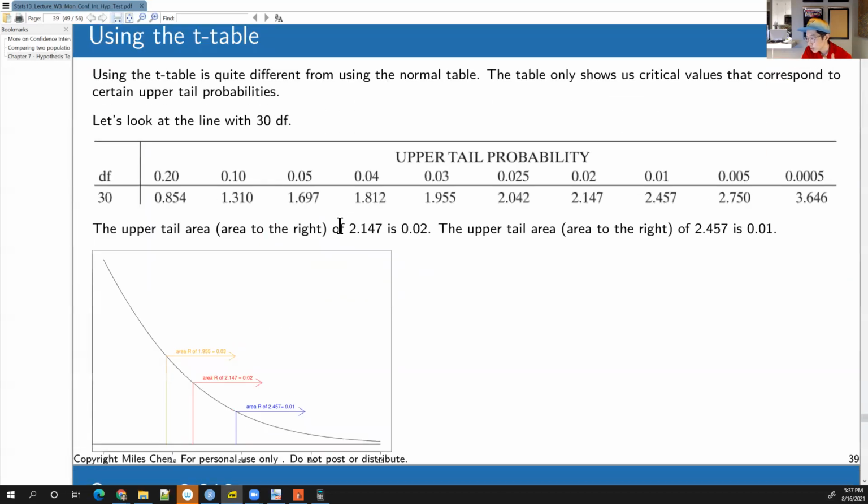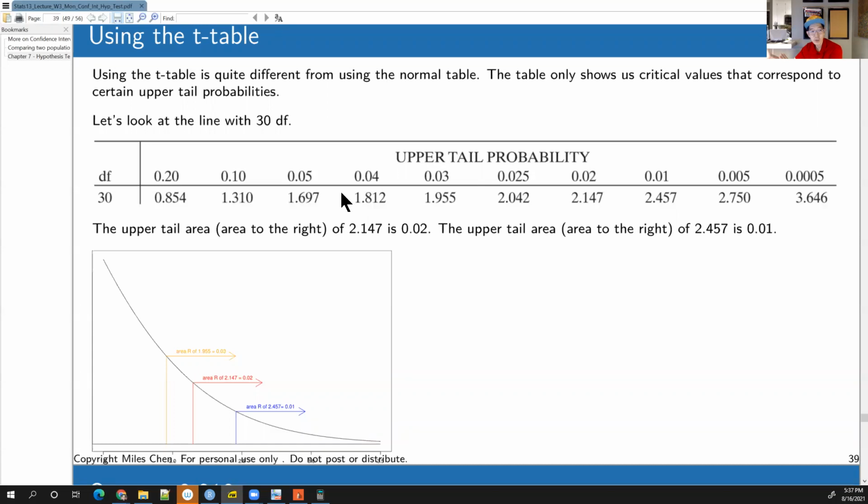So the idea here is if you draw a cutoff line at any one of these values and say, how much is beyond there? If I shade beyond that line, how much am I shading? That's going to be the upper tail probability. So as you go farther away from zero, if you're at 0.854, which is pretty close to zero compared to the other numbers, you're shading in 20%. As you go farther away to 1.3, you shade only 10%. If you go farther away, 1.697, you shade only 5%.